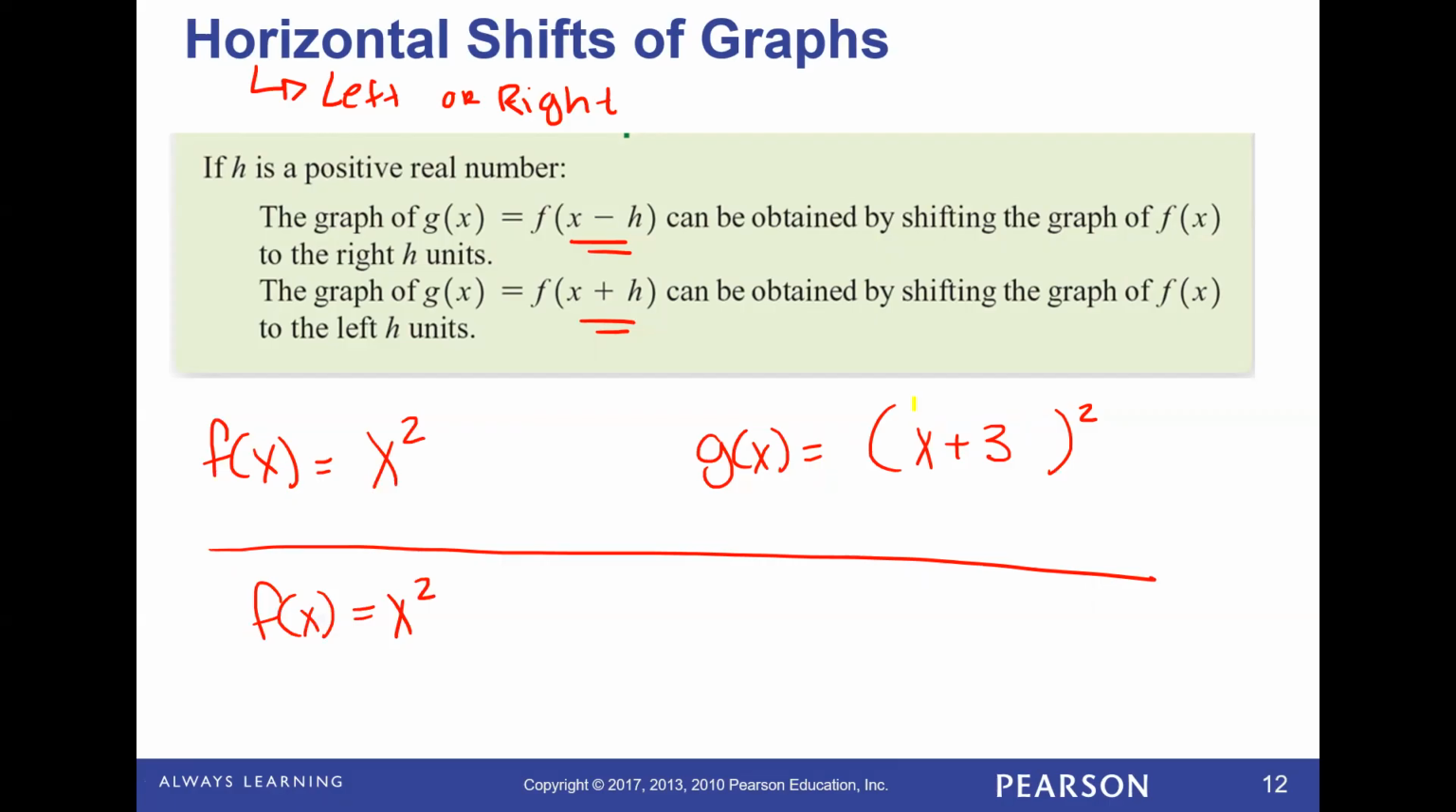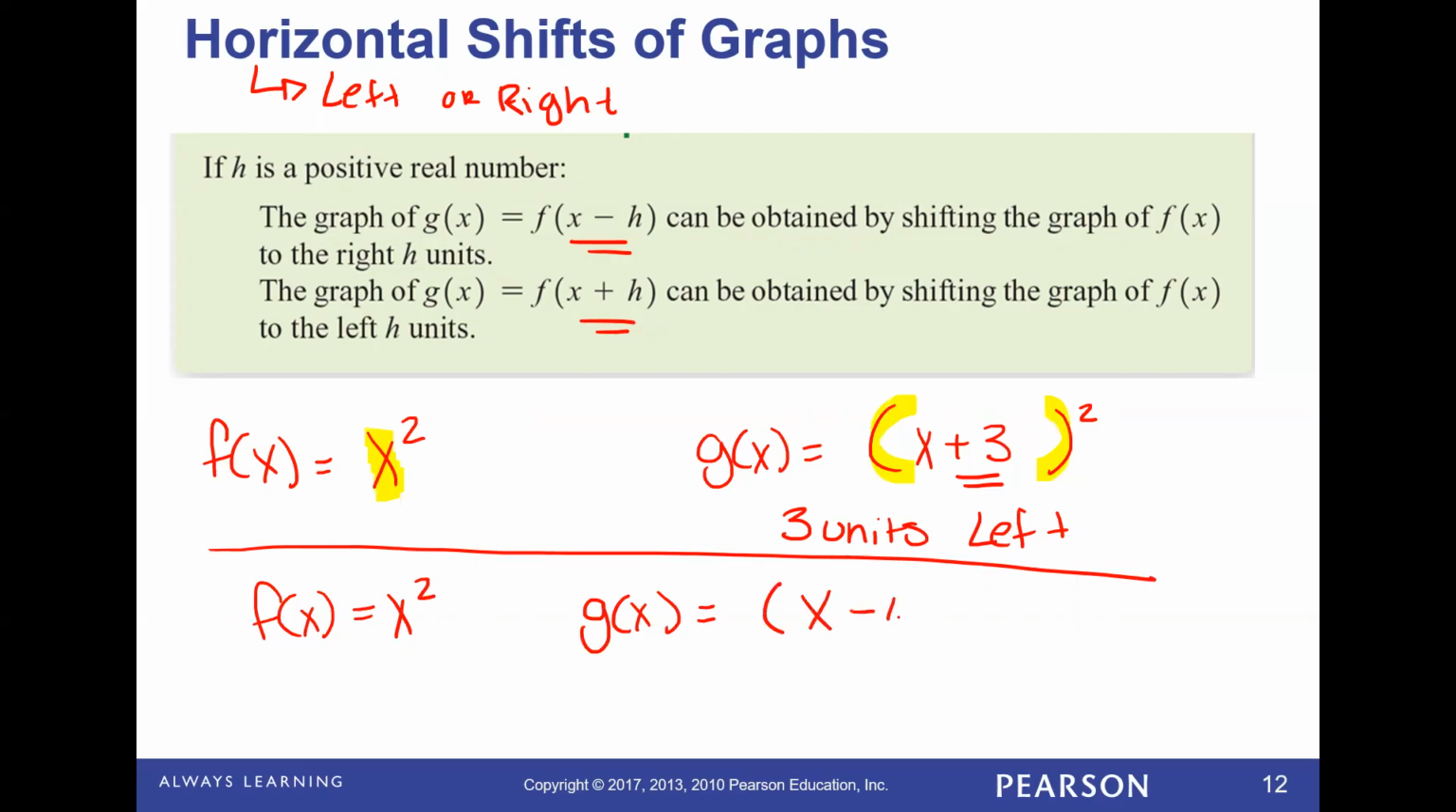Notice that it looks like it's trapped inside a set of grouping symbols. It's where I would have plugged in for exactly what the variable would have been. So I notice that it's +3 inside here. That +3 inside automatically tells me that it's going to be 3 units. That's where I'm getting the 3 from. But the plus sign is actually telling me that I'm going to move left. So 3 units left.